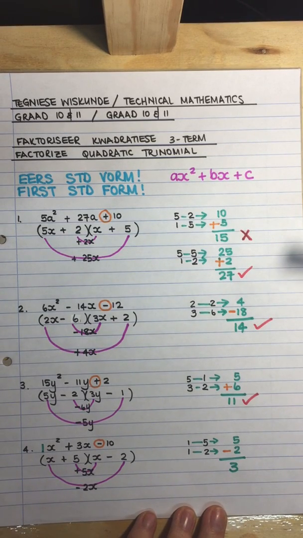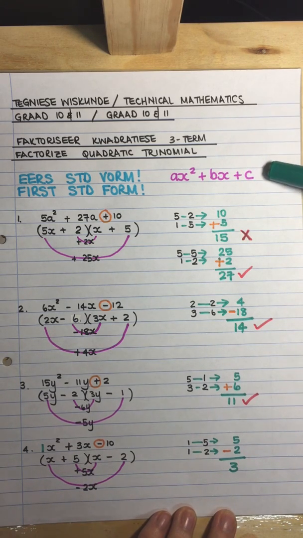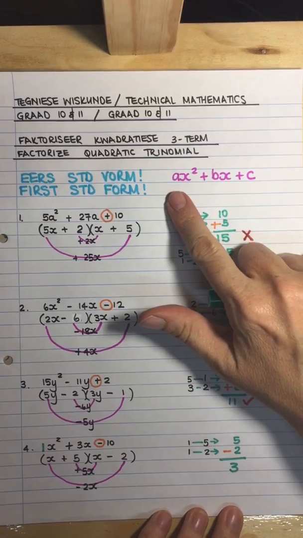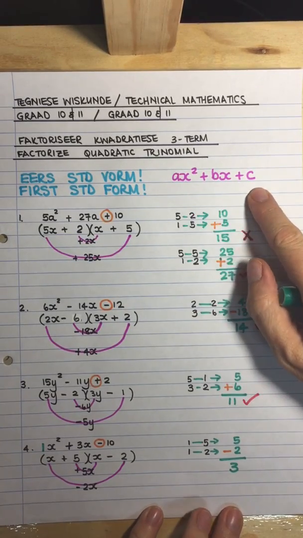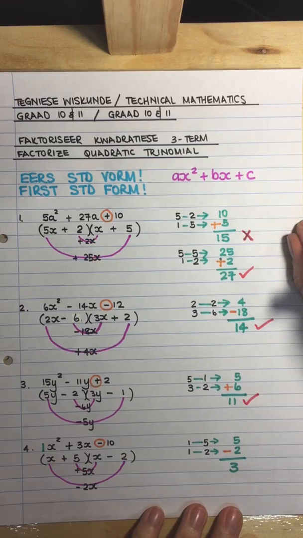Factorization of the quadratic trinomial. The most important thing to notice at the start is that each expression should be written in the standard form, as we discussed in the previous video. These four examples are already in the standard form.